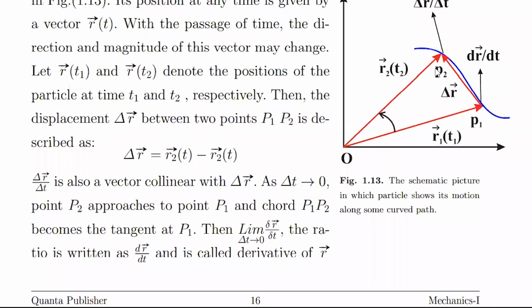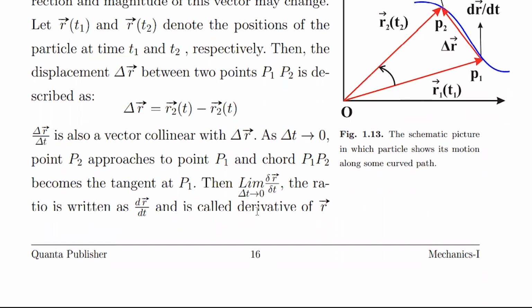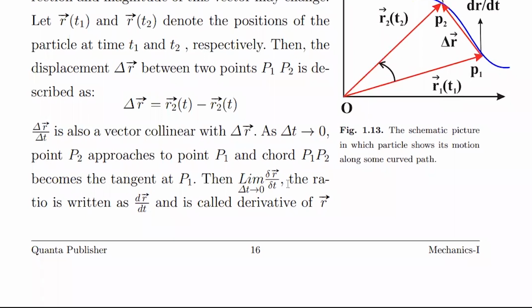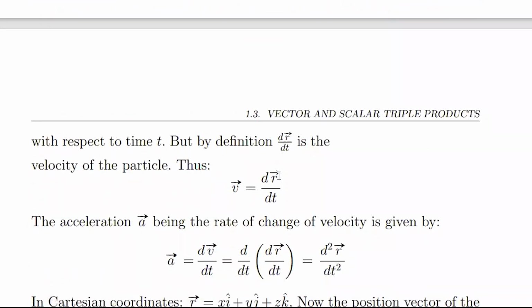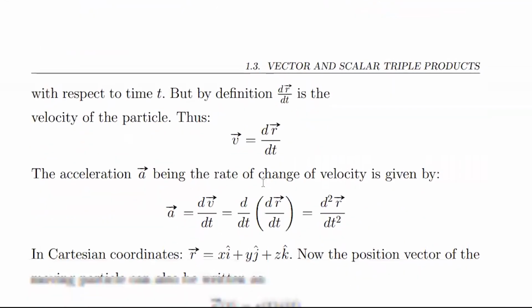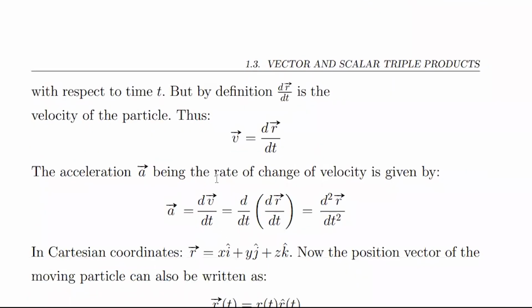Similarly, if these two points, which we label P1 and P2, are very close to each other, it means there is a very small interval of time for the particle to reach from position 1 to position 2. The time interval is taken as delta t approaching 0. That is called the instantaneous value of the position. Now we write the limit of delta r over delta t, that is equal to the velocity. So simply, the rate of change of displacement is equal to velocity.